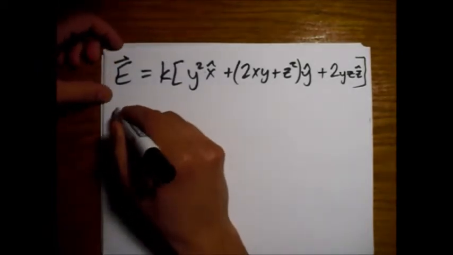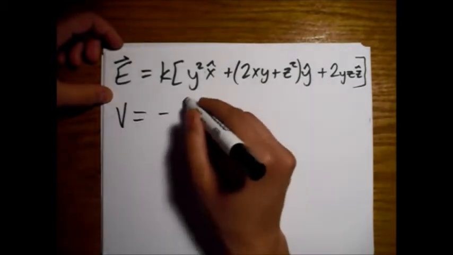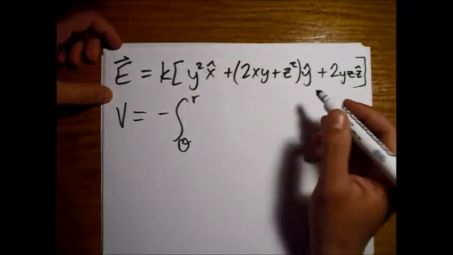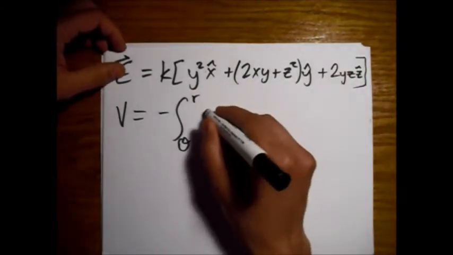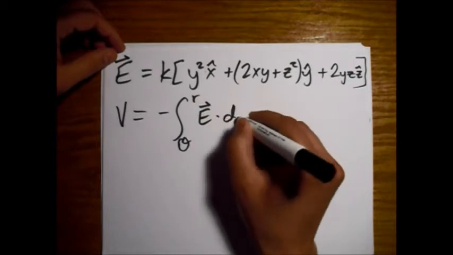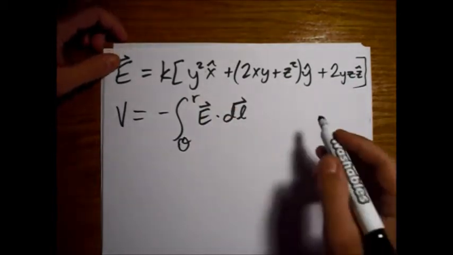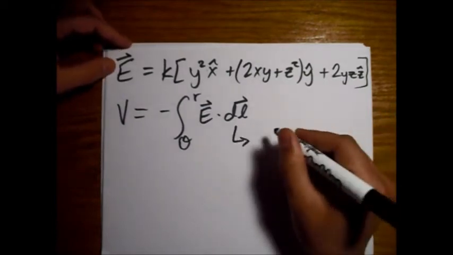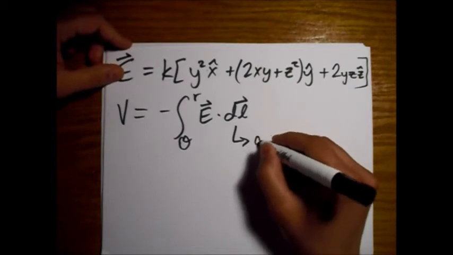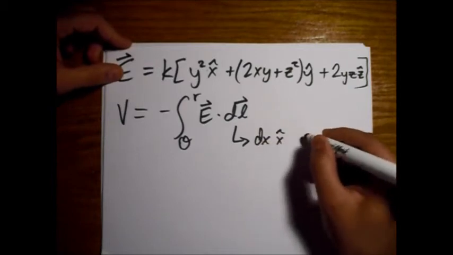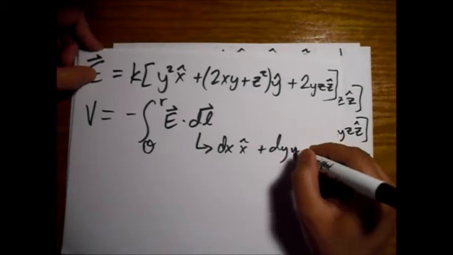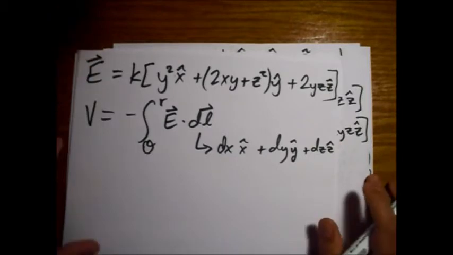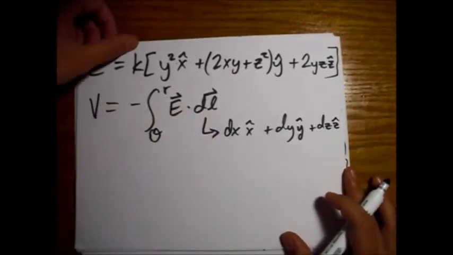So the potential is equal to minus the integral from some origin to the point that we're interested in, of E dot dl. Now, if we look in the front of our book, we see that this dl in Cartesian units is dx x hat plus dy y hat plus dz z hat. Okay, so let's go ahead and take this dot product real quick.